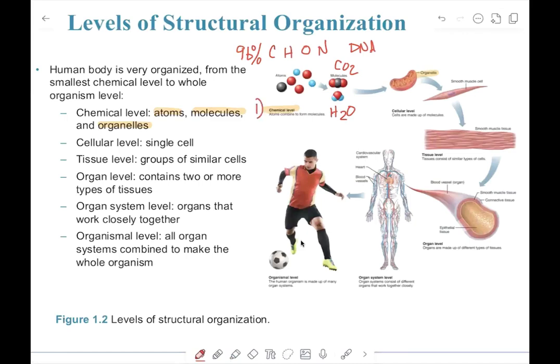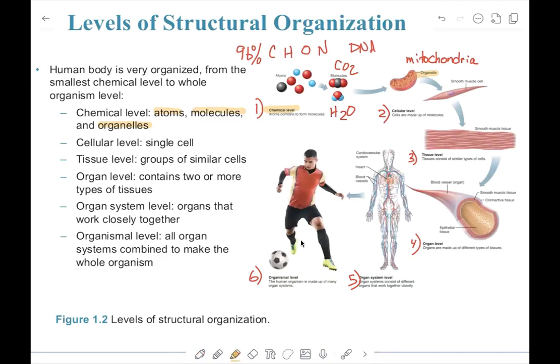The second level is the cellular level. The third level is the tissue level. The fourth level is the organ level. Fifth is organ system. And sixth is organismal level. So in this case, the organelle shown is the mitochondria. It's responsible for making ATP. And you'll be learning a lot about different organelles when we get to chapter 3.